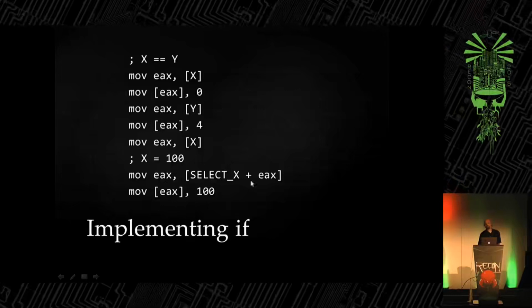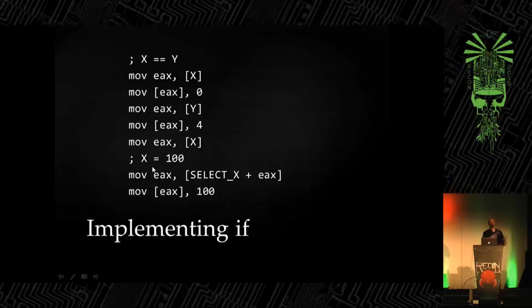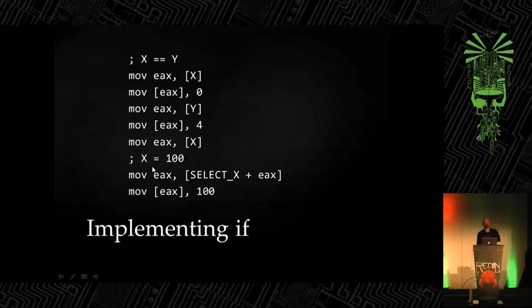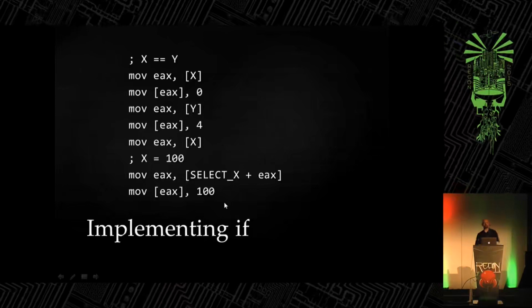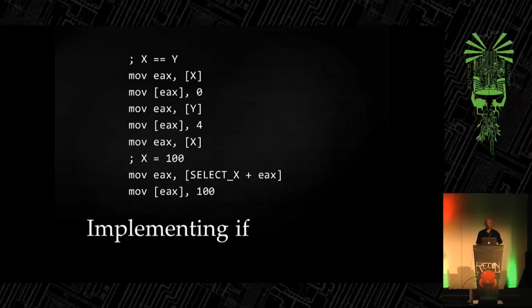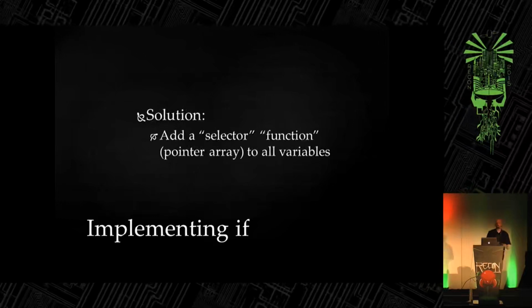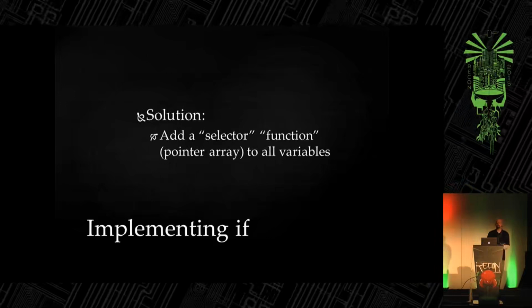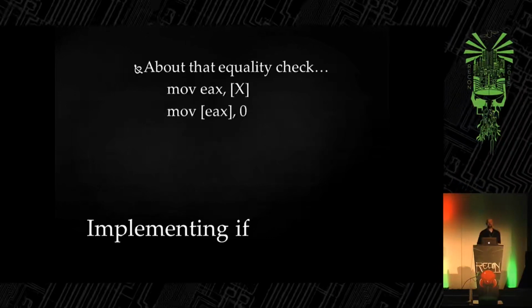Then we use EAX as an index into our pointer selection table to select a pointer either to the real data or to the fake data. Then we dereference that pointer and store 100 to whatever it points to, effectively storing 100 to x if x and y were equal and storing it to some scratch data if they weren't. So really we can implement any if statement then just by adding these selector functions, which are really just pointer arrays, to all of our variables to let us switch back and forth between real and fake data.